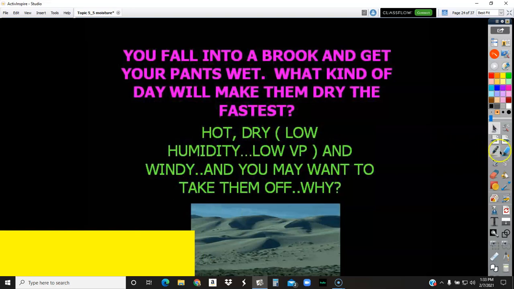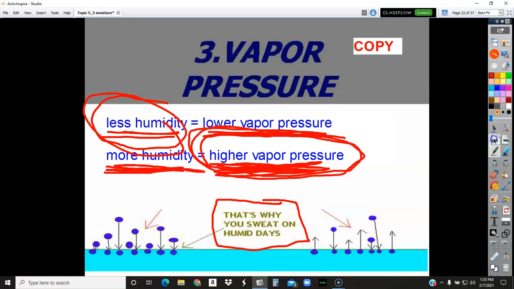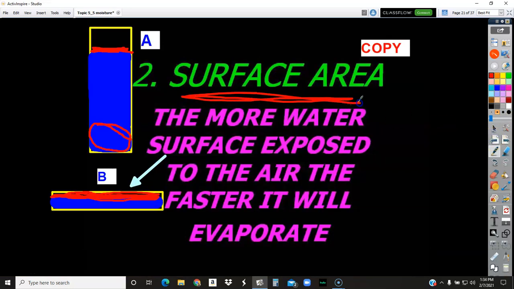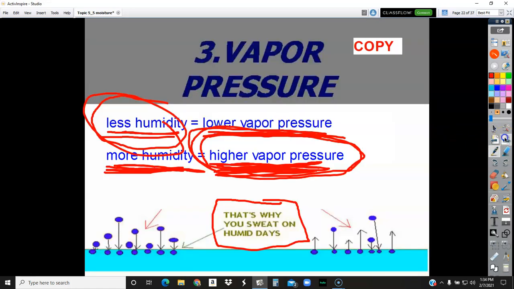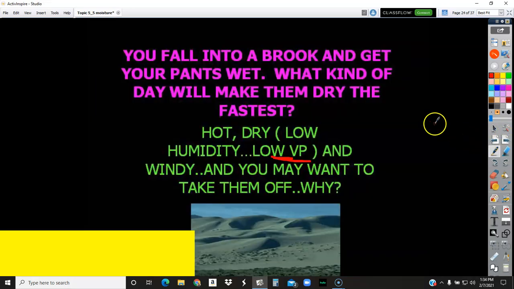So a hot day, a dry day, low humidity, right? Low vapor pressure, and windy. And then I said you may want to take your pants off and lay them out because that's going to increase the surface area, right? So laying your pants out flat will increase the surface area. I usually don't refer to pants, but let's say a towel.